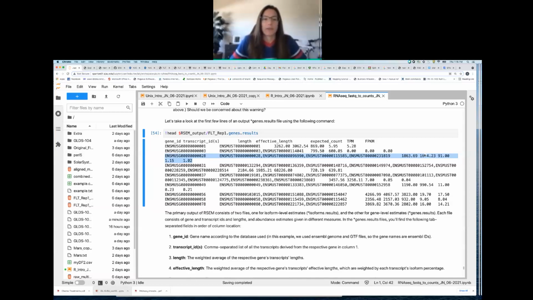And then what about the expected count for that ensemble gene ending in 28? Yep, 91. So 91 is the effective count there. And then what about that count value in transcripts per million? Yeah, 1.15, right. Yeah, so as I mentioned before, RSEM spits out both quantitation based on gene IDs, and it also spits out quantitations for each transcript, so for all the isoforms.